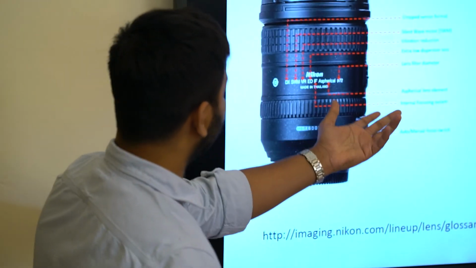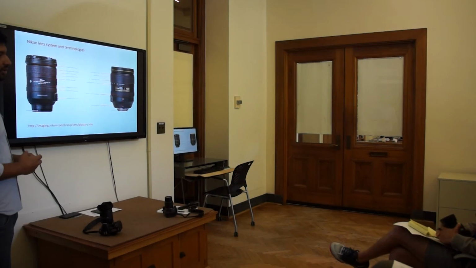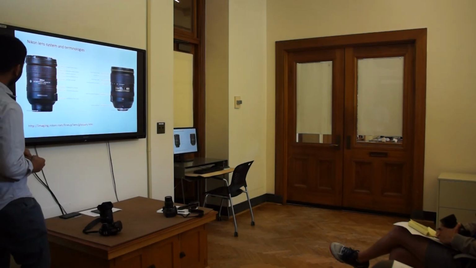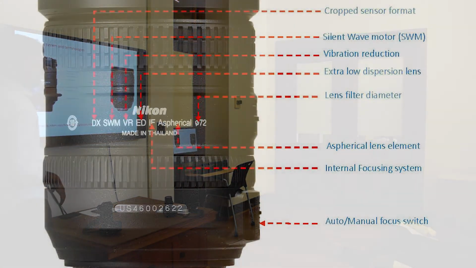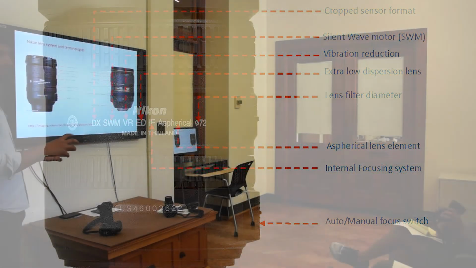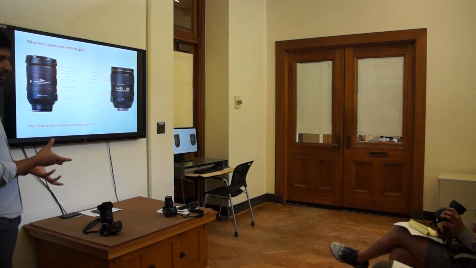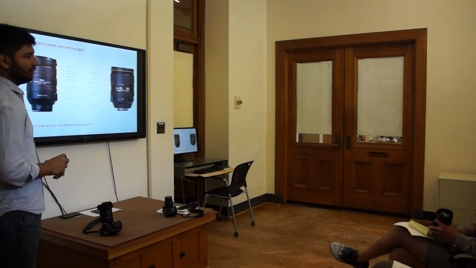And aspherical lens element is just like ED. It's going to cut down chromatic aberration. And this one is lens diameter. This is also important. Sometimes it will be written on the front of the lens itself. It's important because you have to buy filters for your lenses. So you have to buy that particular diameter of filter.